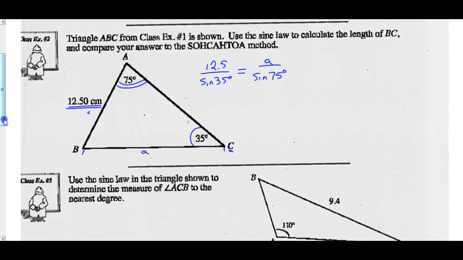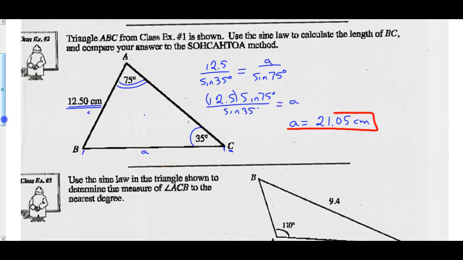So I multiply both sides by the sine of 75. So I get 12.5 times the sine of 75 degrees divided by the sine of 35 degrees would equal little side a. So get out your calculators, do that work, see what you come up with. We should get 21.05 centimeters, which is the same answer we had in example 1. Make sure you get that. If you can't, make sure you ask tomorrow in class.